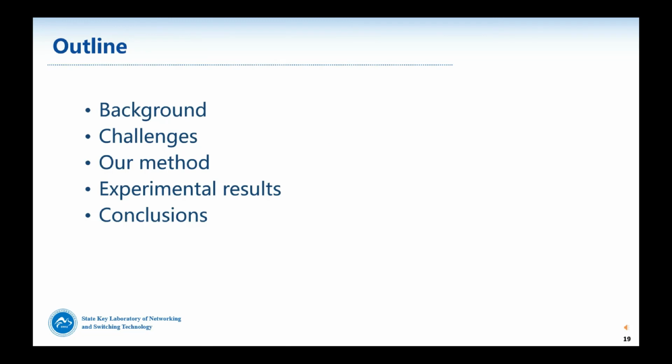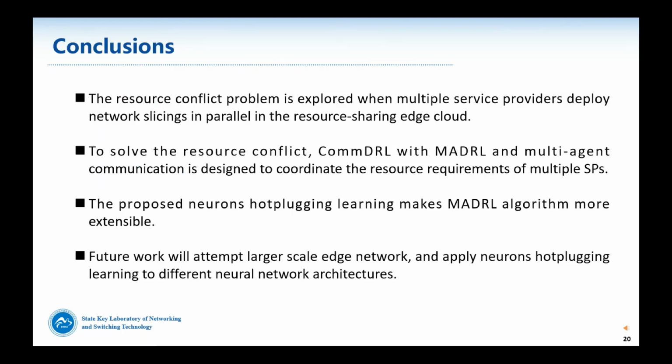Finally, the conclusions. Our work has three main points. First, the resource conflict problem is explored when multiple service providers deploy network slicing in parallel in the resource sharing edge cloud. To solve the resource conflict, ComDL with MADL and multi-agent communication is designed to coordinate the resource requirements of multiple SPs.